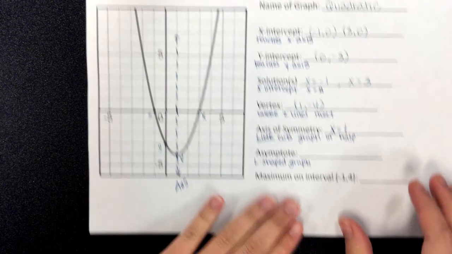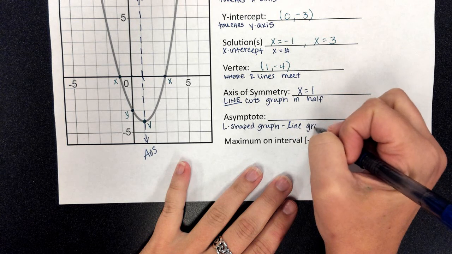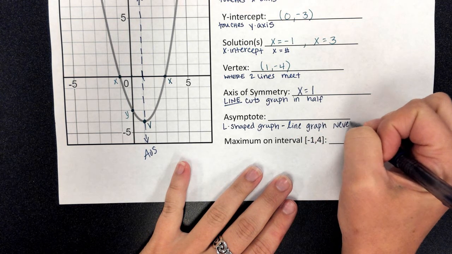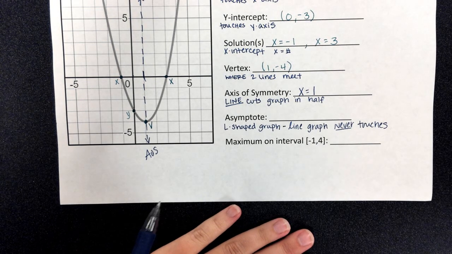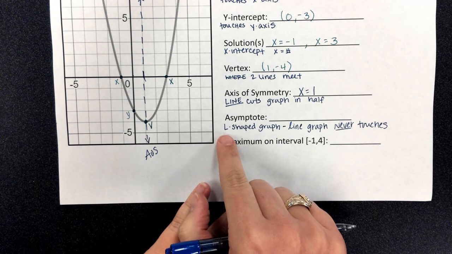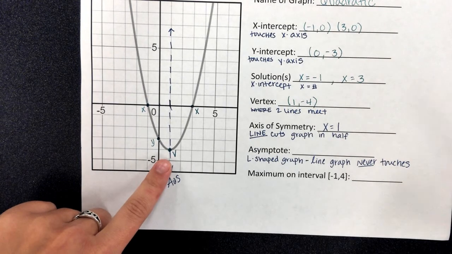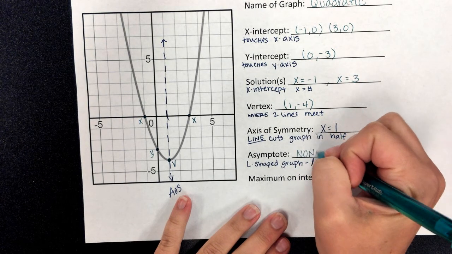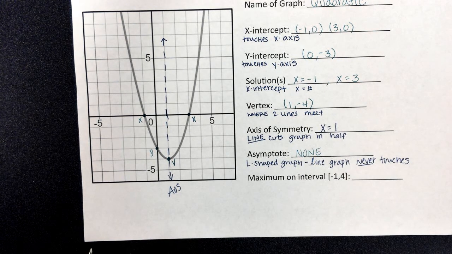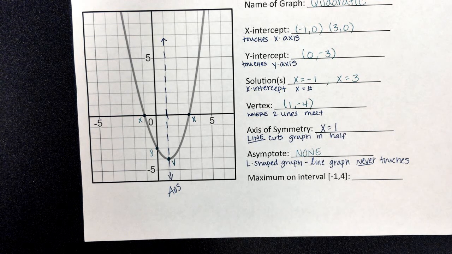What is an asymptote? An asymptote is a line your graph never touches. We will learn about this in March. Right now, all you need to know is an asymptote is only on an L-shaped graph. Is this an L-shaped graph? No. So do I have an asymptote? No. So I would write none. Do not leave an answer blank. If you leave it blank, that tells me you don't know it, so it's counted wrong. Okay? Write the word none.